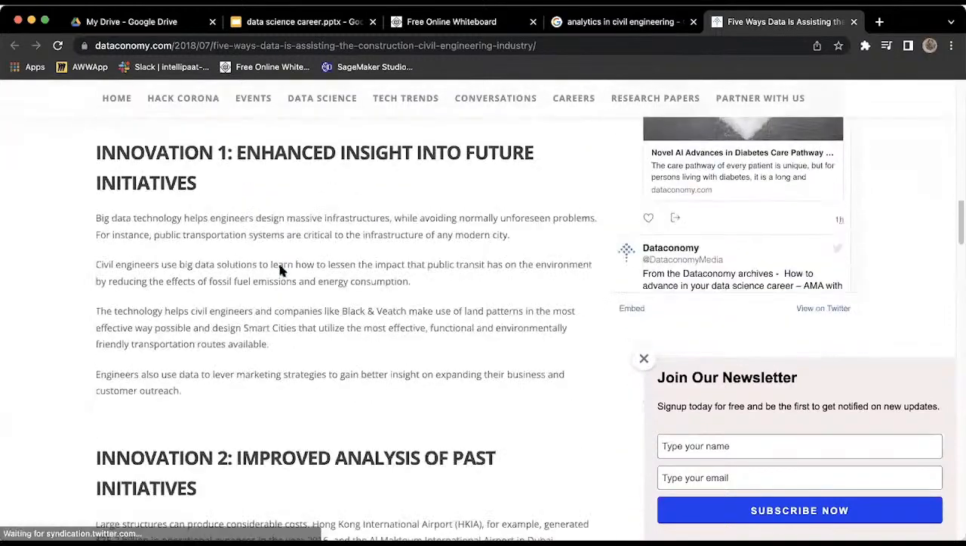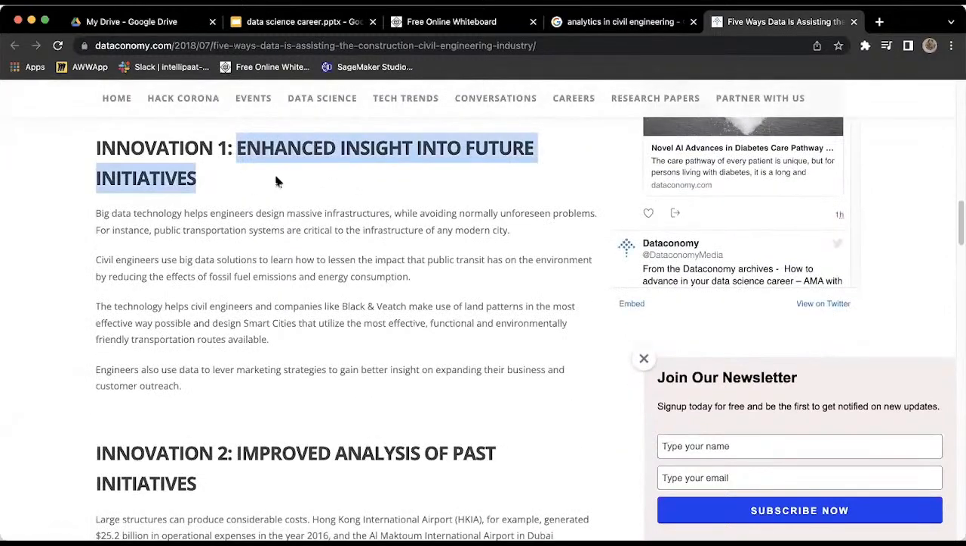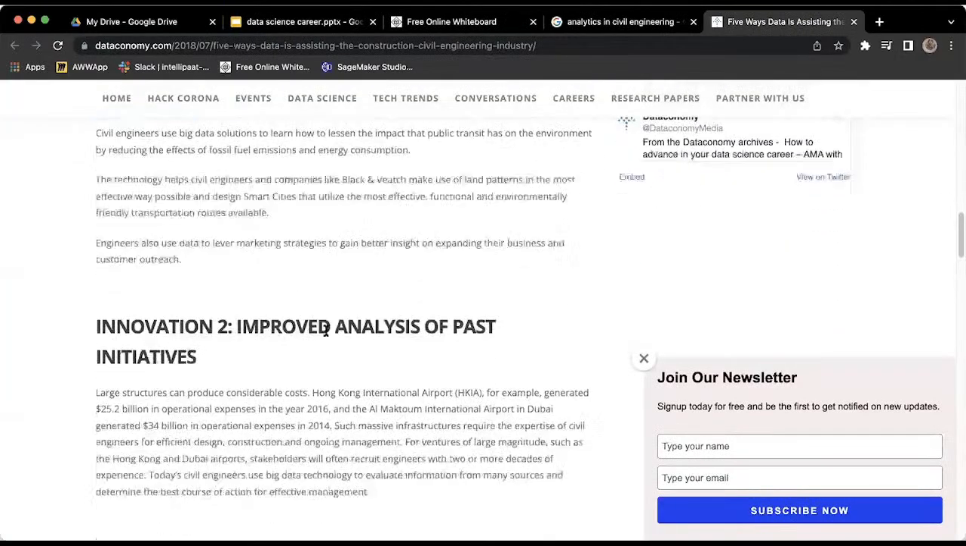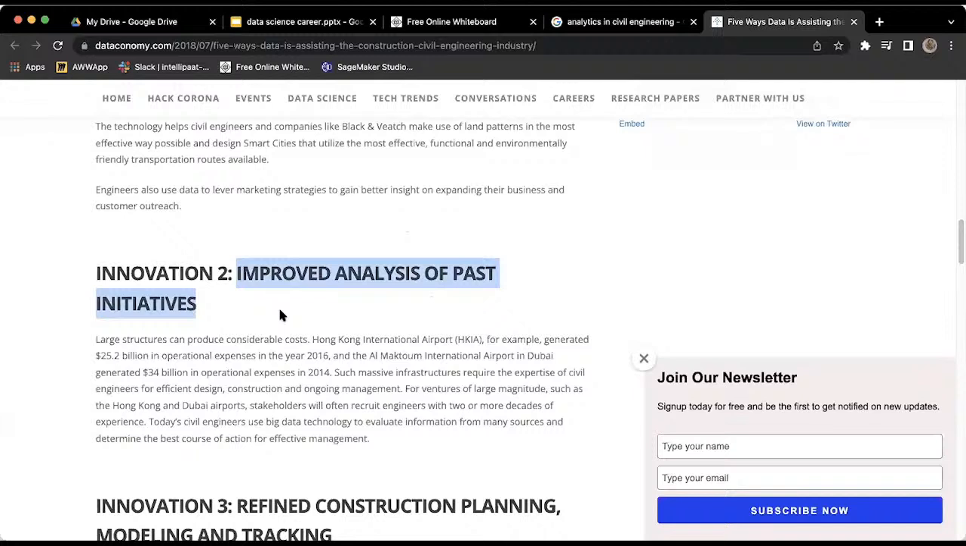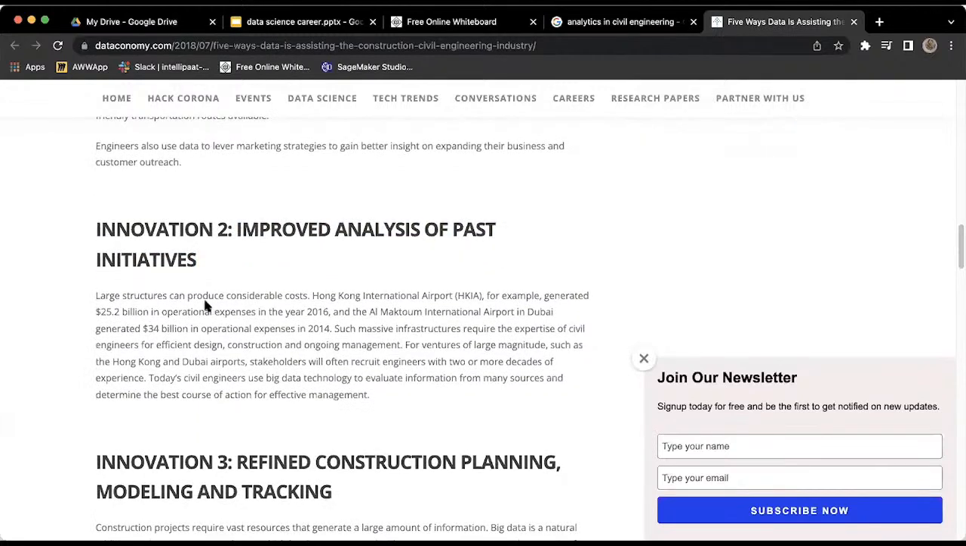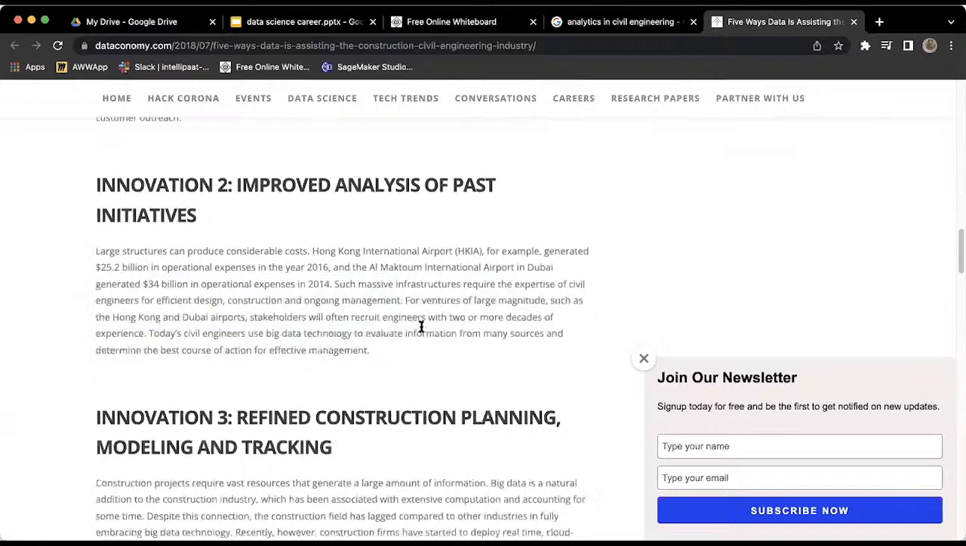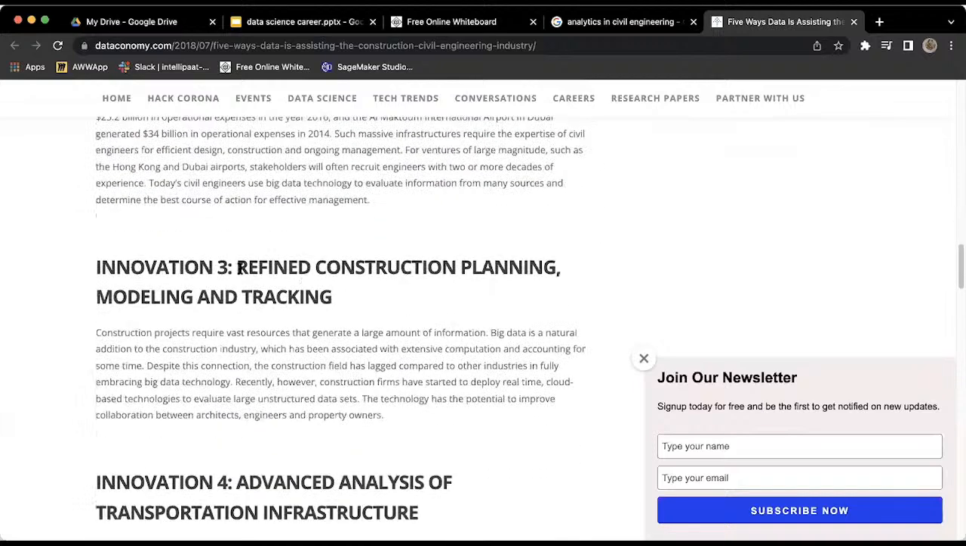So see, let's see here. The first one is enhancement insight into future initiatives, which I think is very next, right? Let's just use this one. Improved analysis of past initiatives. Okay, so this is a good one, right? You can assess your previous projects that you have done, and you can use these learnings inside your next project. It gives you an example also of how the Hong Kong International Airport was generating this. Refined construction planning, modeling, and tracking.